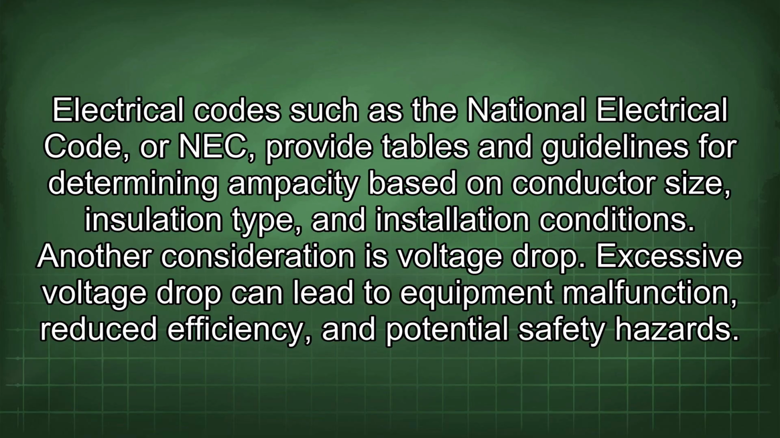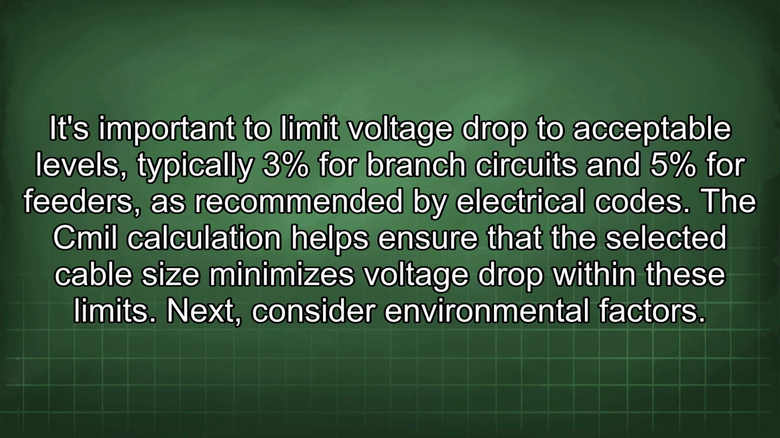Another consideration is voltage drop. Excessive voltage drop can lead to equipment malfunction, reduced efficiency, and potential safety hazards. It's important to limit voltage drop to acceptable levels, typically 3% for branch circuits and 5% for feeders, as recommended by electrical codes. The Cmil calculation helps ensure that the selected cable size minimizes voltage drop within these limits.